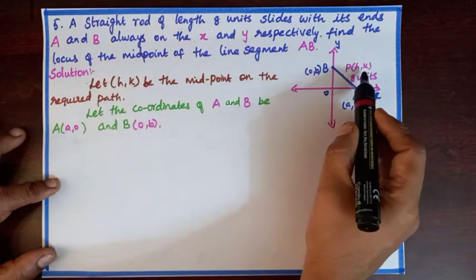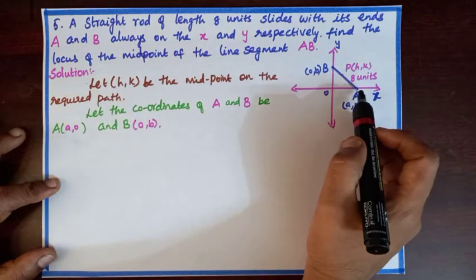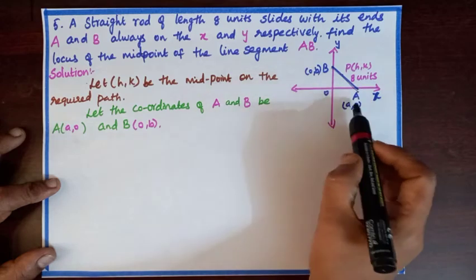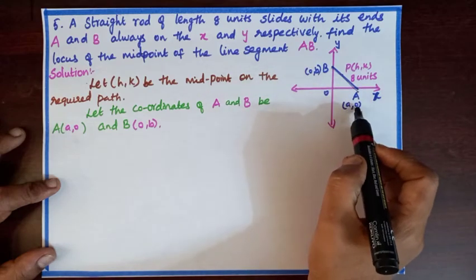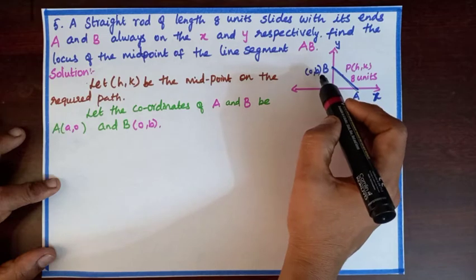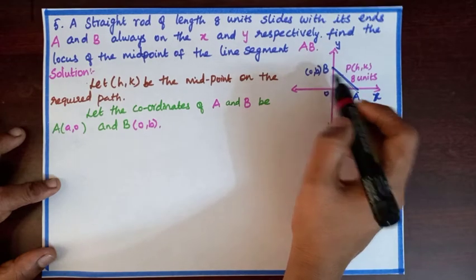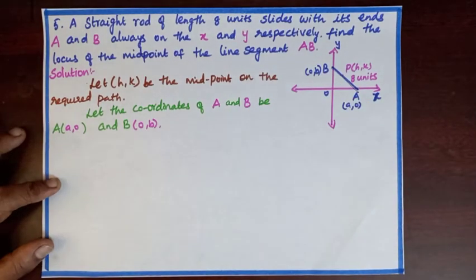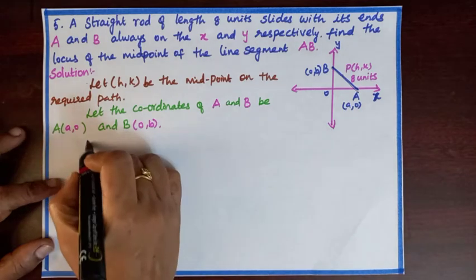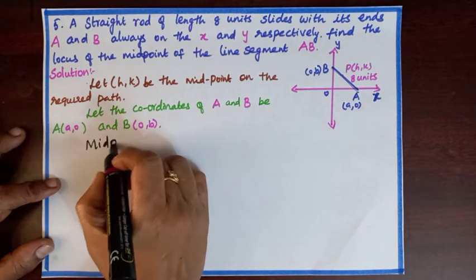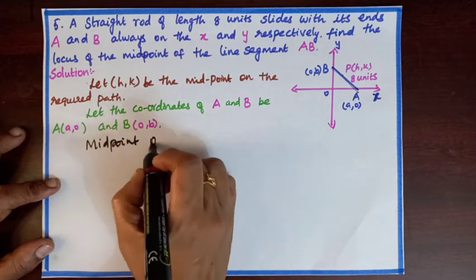Let h, k be the midpoint of the required path. Let the coordinates of A be (a, 0) and the coordinates of B be (0, b). As the rod slides, the values of a and b change, so a and b are two variables. Midpoint of AB.